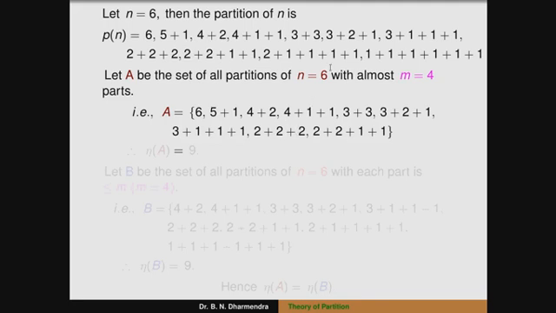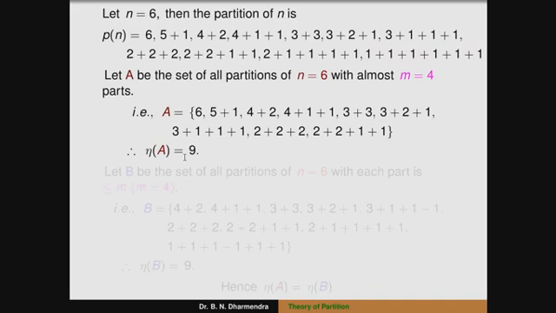Okay, what are the remaining terms? Those with more than 4 parts: 2 plus 1 plus 1 plus 1 plus 1 is 5 parts, and the remaining one is 6 parts, 1 plus 1 plus 1 plus 1 plus 1 plus 1. So we leave out those last 2 terms. Therefore the cardinality of A is equal to 9.